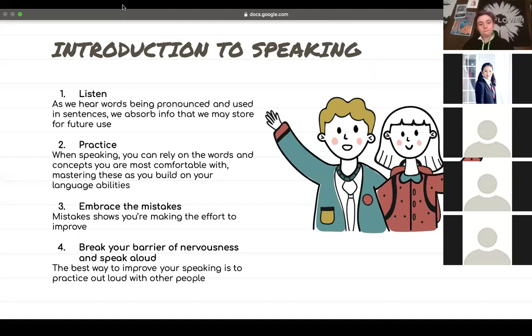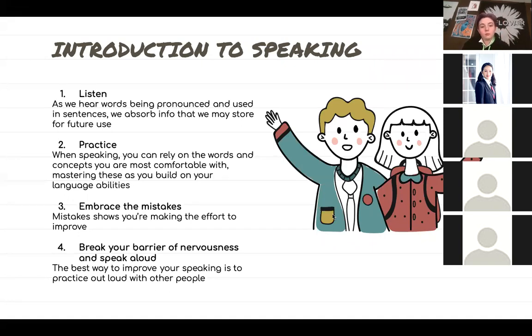Number one, listen. As we hear words being pronounced and used in sentences, we absorb info that we may store for future use. Number two, practice. When speaking, you can rely on the words and concepts you are most comfortable with, mastering these as you build on your language abilities.